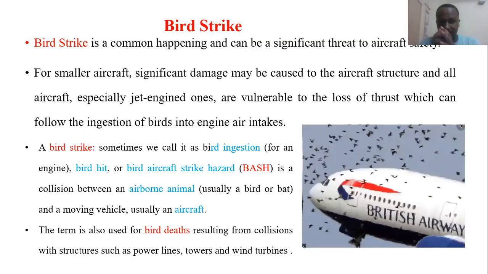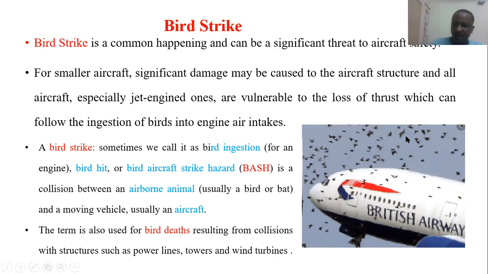So bird strike is a common happening and can significantly harm the aircraft structure, and it can be a threat to aircraft safety. For small aircraft, significant damage may happen, and the structure will be damaged during the impact. Jet engines especially are very vulnerable to the loss of thrust, which can follow the ingestion of a bird into the engine intakes.